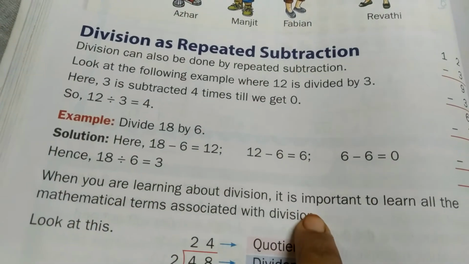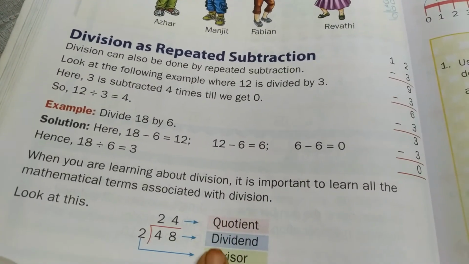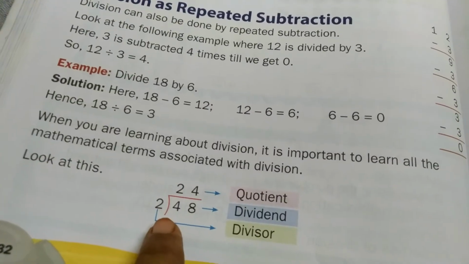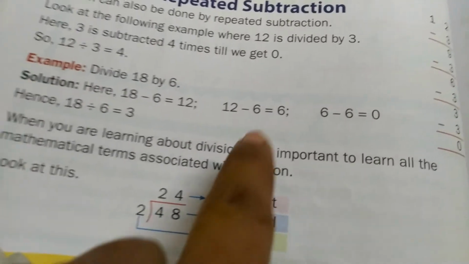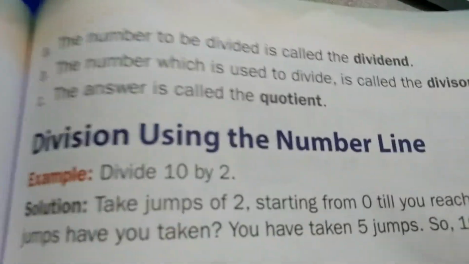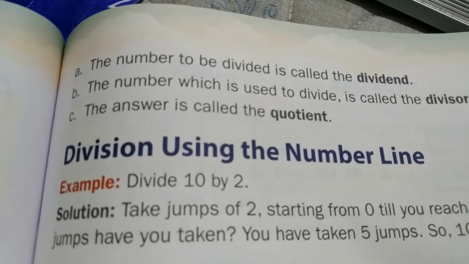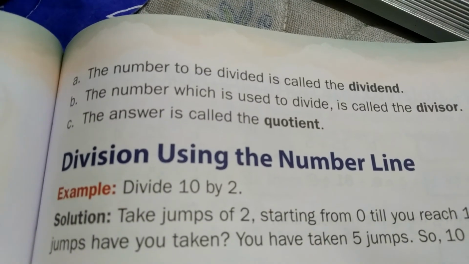When you are learning about division, it is important to learn all the mathematical terms associated with division. The terms used in division are dividend, divisor, quotient. The number to be divided is called the dividend. The number which is used to divide is called the divisor. The answer is called the quotient.